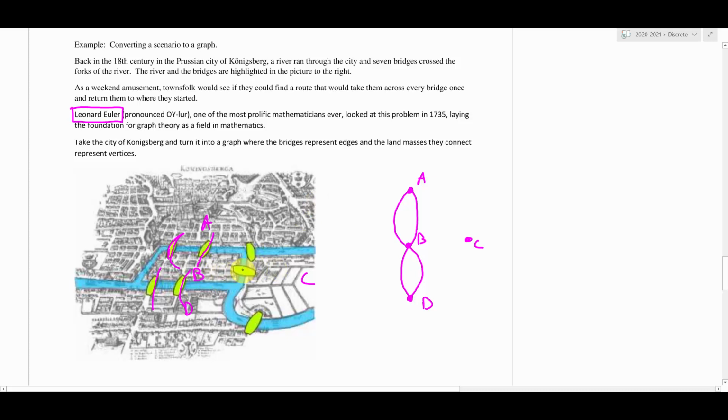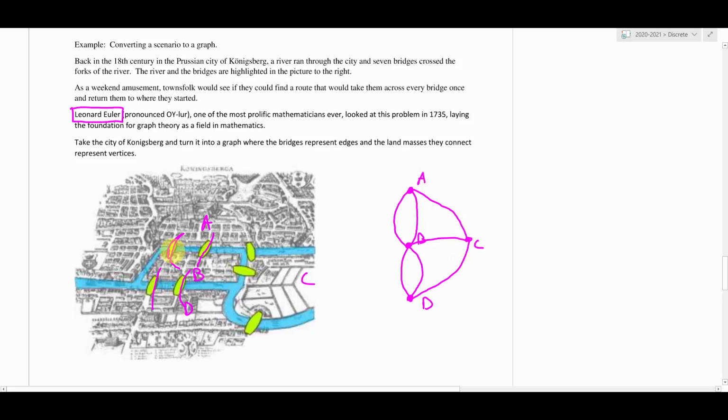How about going from B to C? Well, of course, there's a bridge right here. So I'm going to go from B to C. How about, can we get from C to A? And we can. There's a bridge right here. So I'll connect those two. And then there's a bridge down here that connects C and D.